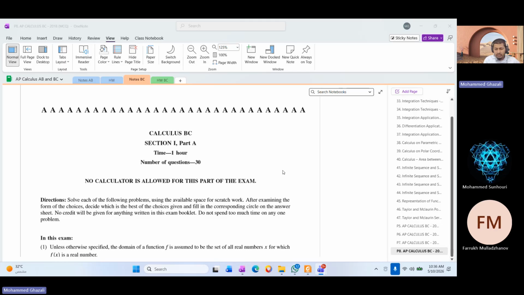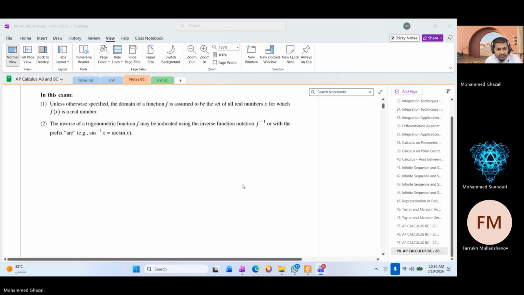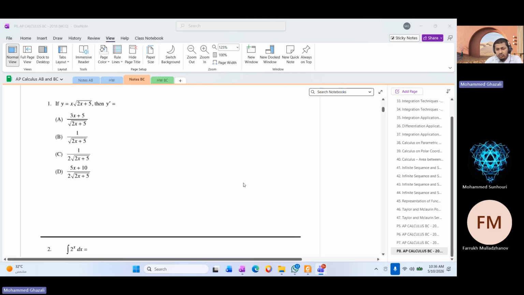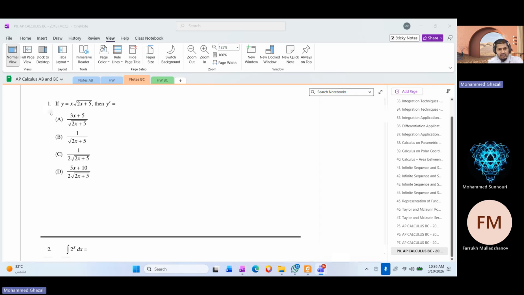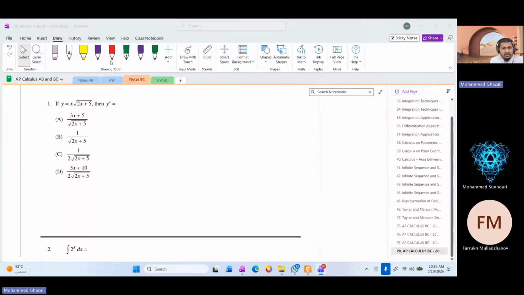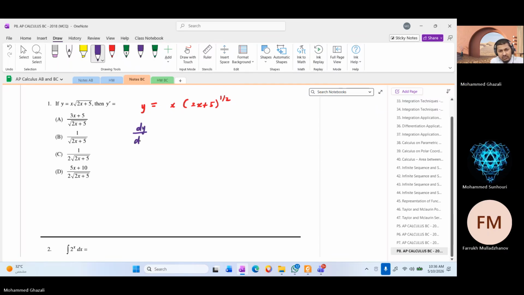All right, so question number 1. We have this function and we want to find the derivative of it. To do that, rewrite y as x times (2x plus 5) to the power half. Now you can try solving this. You have dy/dx, or y prime.